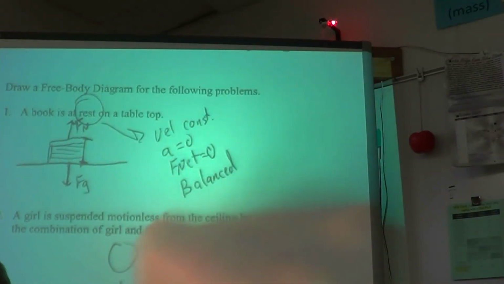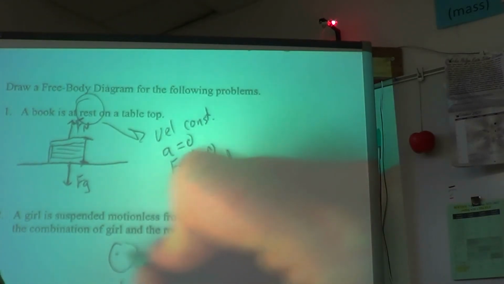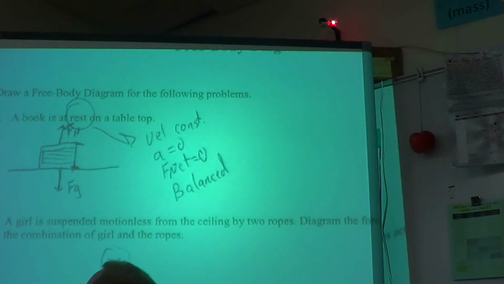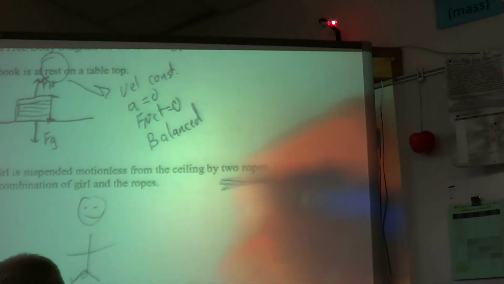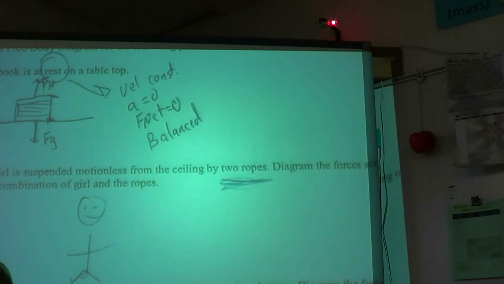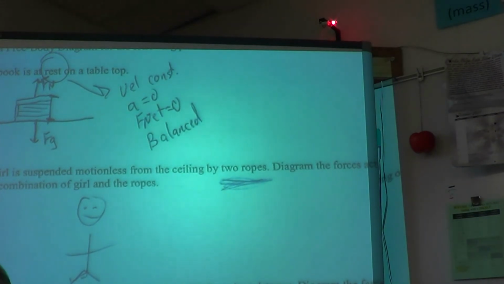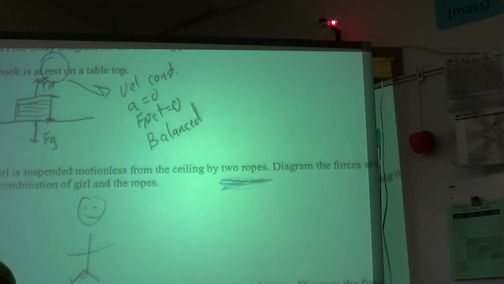So we have a girl who is suspended by ropes. What kind of ropes? What kind of force do we deal with in ropes? Tension, right. And how many ropes are there? 2. And which directions are those ropes pulling?